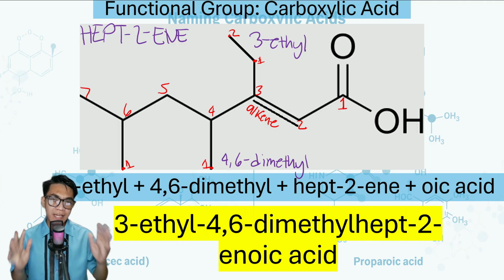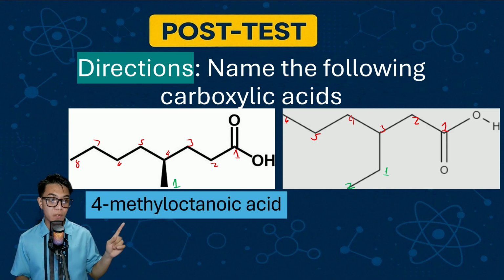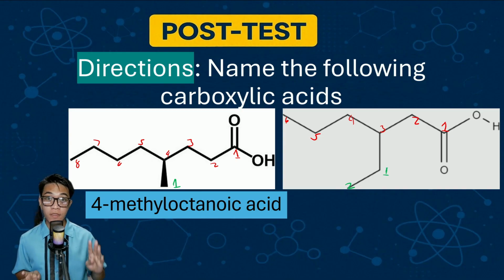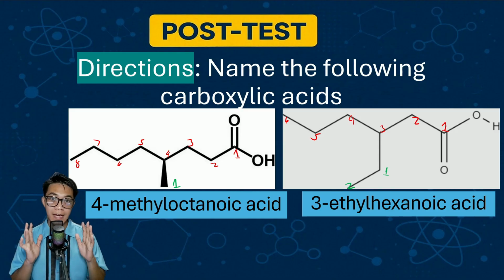Alright, guys, so thank you for staying till the end of this lesson. I will now reveal the answer to our pretest earlier. The first one is a 4-methyl octanoic acid, since it's an alkane with 8 carbon-to-carbon bonds, and that's the parent chain with a methyl group in the 4th carbon. And the second one is a 3-ethyl hexanoic acid, since we have hexane as its parent chain and an ethyl group attached on the 3rd carbon.